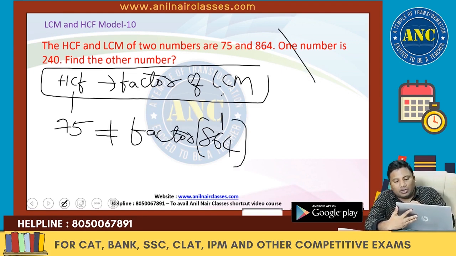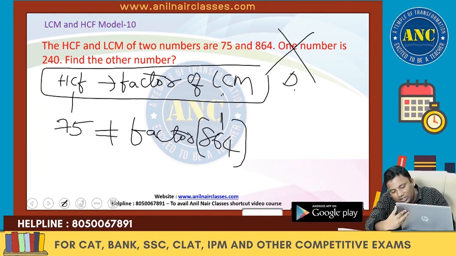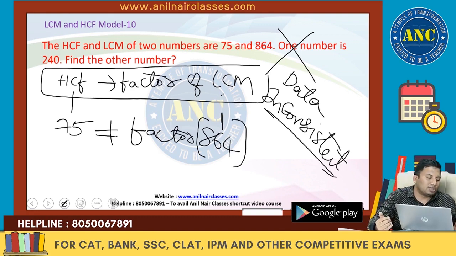So in this question, there is inconsistent data given. The numerical values are given without even thinking. So the answer for this question is data inconsistent. People are so much interested in R.S. Agarwal book without even knowing the concept.